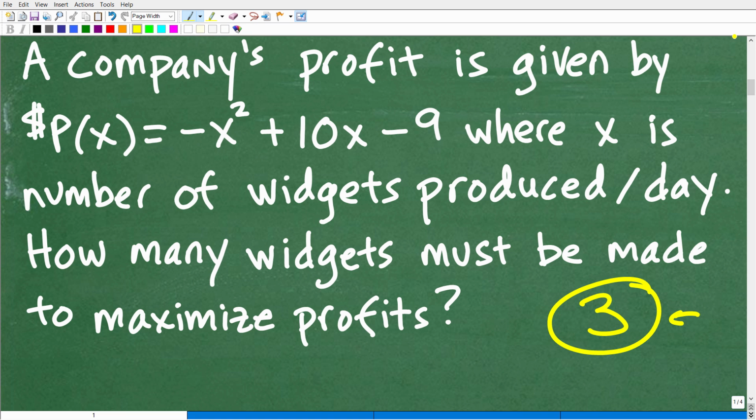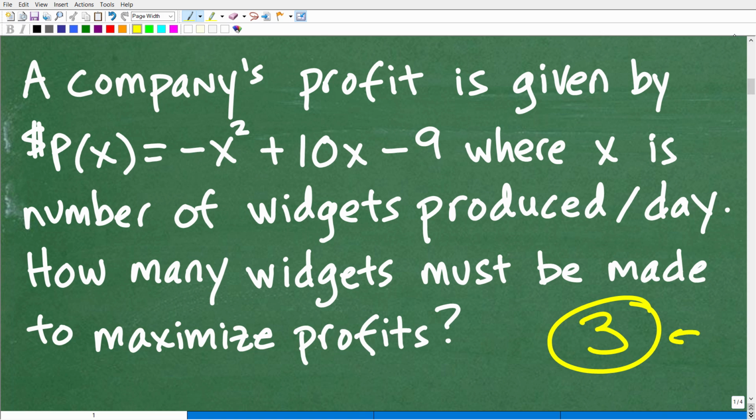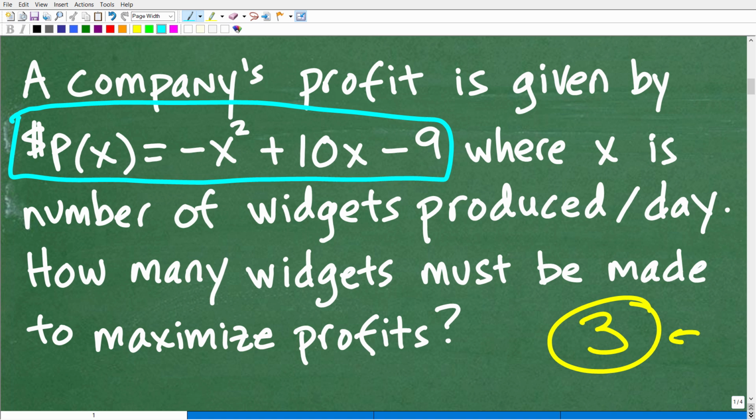Well, what we need to do is understand this part of the problem. Okay, this part of the problem has to deal with functions, and specifically, it's dealing with a quadratic function, and even more specifically, it's dealing with the graph of a quadratic function. Okay, so what is the graph? What's the general graph of a quadratic function called?